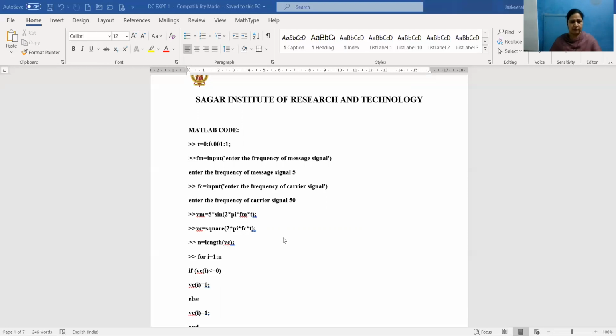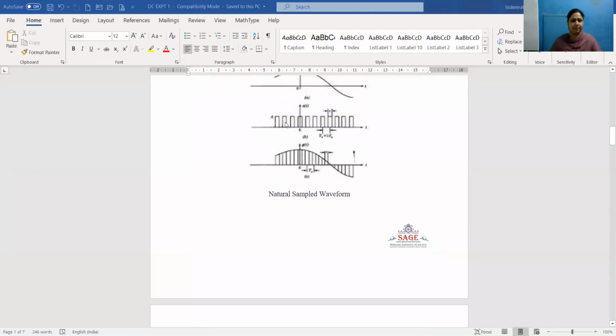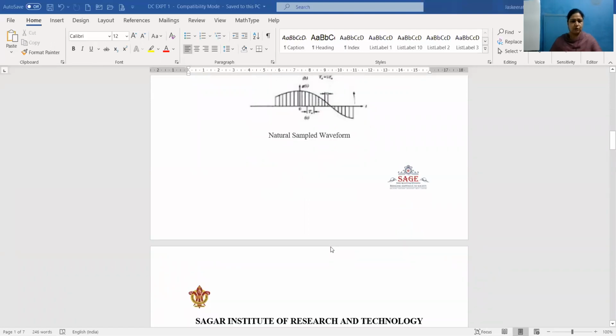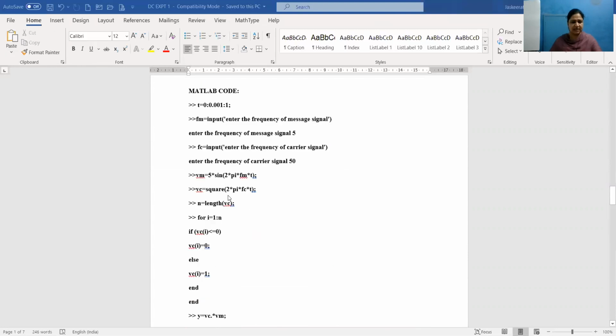Now for a carrier signal, we can see in this figure, we want a pulse signal. So here in this case, Vc is given by square signal. So we will convert the square signal into train of pulses.